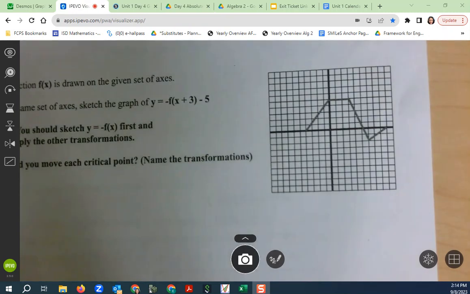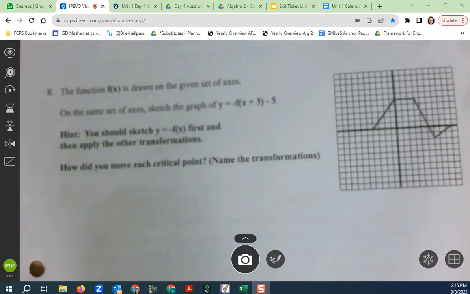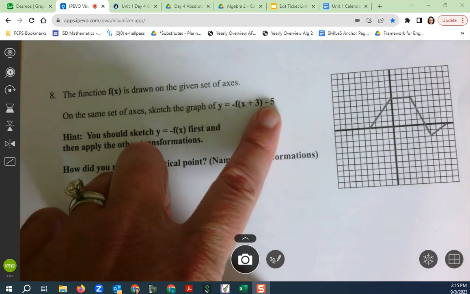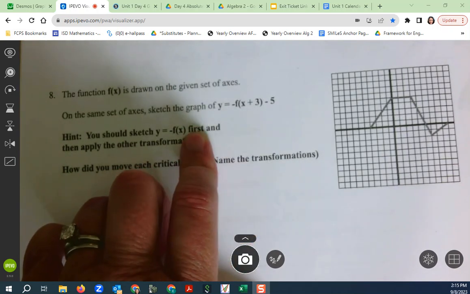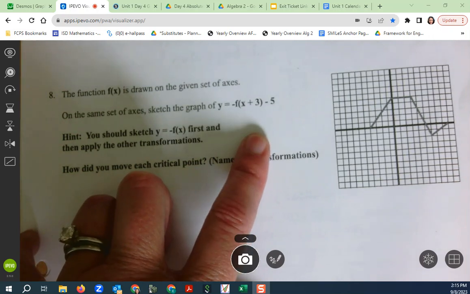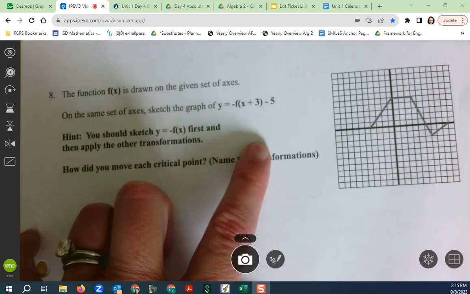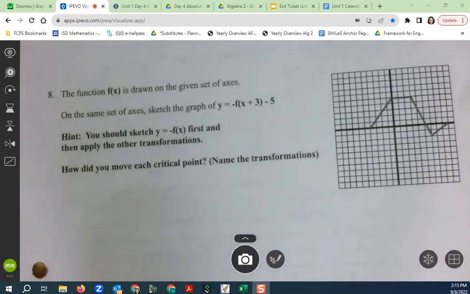All right, so we're doing number 8. Raise your hand if you can name one of the transformations on this function. I don't want them all, I just want one. Raise your hand if you can name one. Oh, I know there should be more hands. I see one hand already. 2 hands. 3 hands. All right, Elle, can you name one of the transformations?